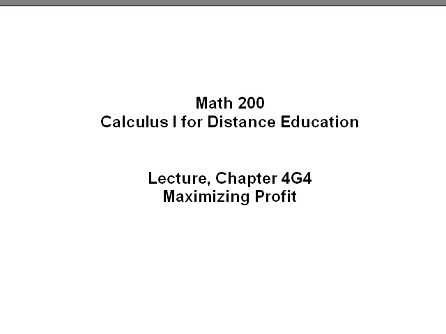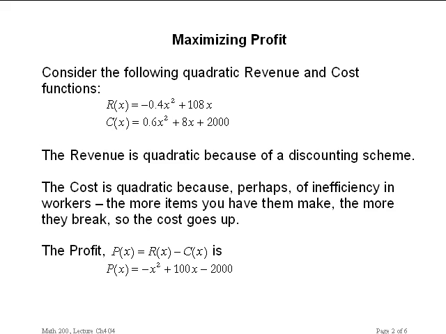This is lecture 4G4 for Calculus 1 on maximizing profit. This is another example of using the first and second derivatives to find a local maximum or local minimum along a curve, and thereby maximizing either profit or minimizing cost. In this case, we'll be maximizing profit.